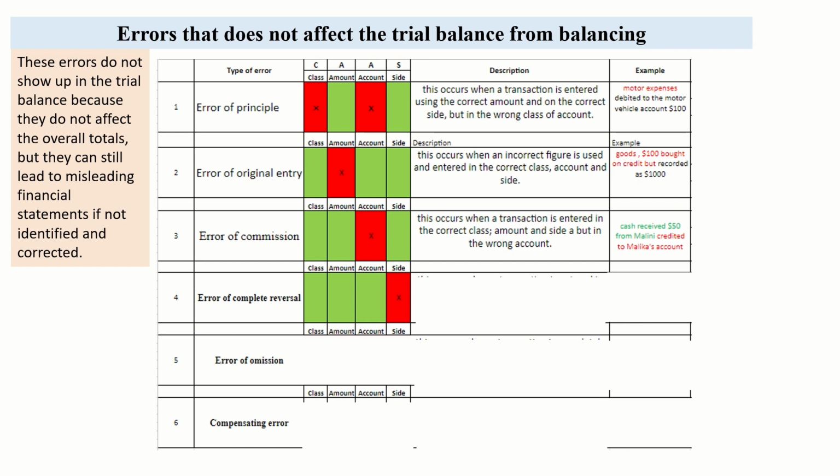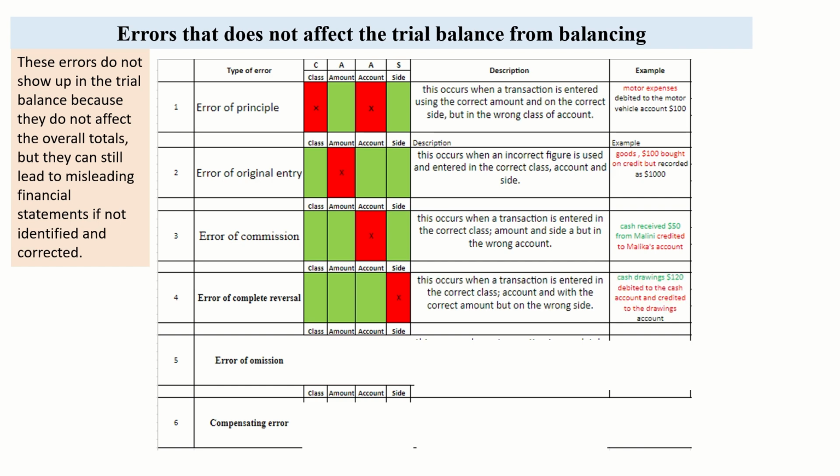Error of complete reversal. This error occurs when a transaction is entered in the correct class, correct amount, correct account, but on the wrong side. An example, cash drawings 120 debited to cash account and credited to drawings account.